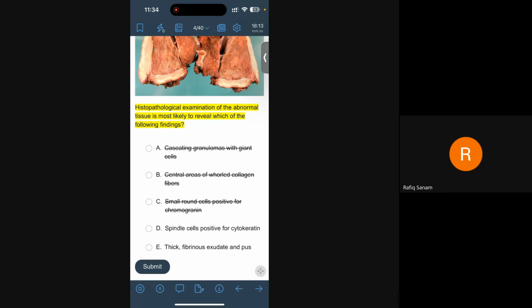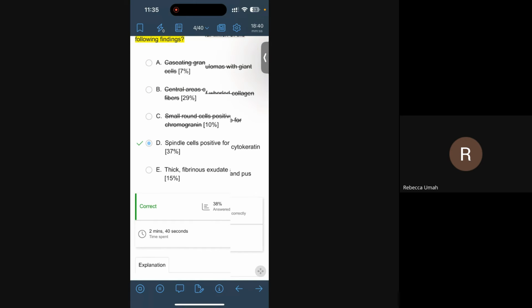Which one is the right answer? Is it D or is it E? It's D. Yes, spindle cells positive for cytokeratin. And what is the name of the other filament? Calretinin. Okay. Option E is for empyema. Think fibrinous exudate and pus. It is the empyema which occurs due to pneumonia usually. Okay, let's move on to the next one.